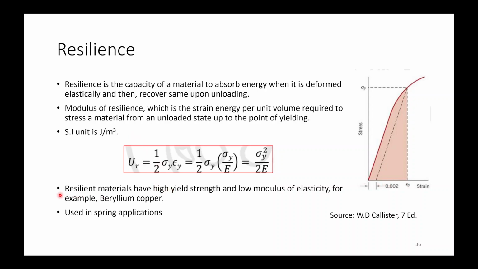And the resilient materials have high yield strength and low modulus of elasticity, for example beryllium copper, and these types of materials are used for spring applications.